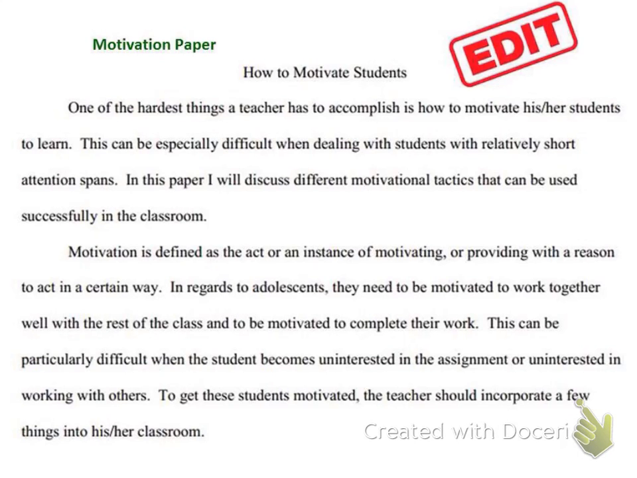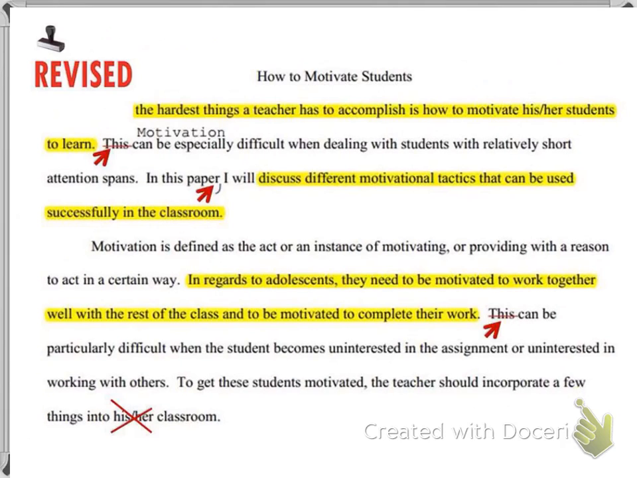All right, so here's a motivation paper. Take a look at that one. Read it to yourself for a minute. Okay, so here's what I marked. First thing is, this can be especially difficult. That's a pronoun that is being made into the subject of the sentence. That's not what the sentence is about. The sentence is about motivation. Motivation can be especially difficult. All right, not this. Get rid of those pronouns.